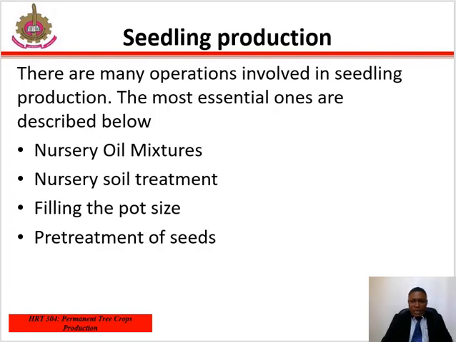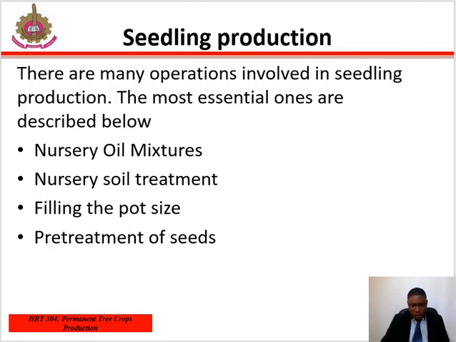Seedling production. There are many operations involved in seedling production. The most essential ones are described below. We have nursery soil mixtures, nursery soil treatment, filling the pots, and pre-treatment of seeds. The nursery soil mixture. Nursery potting soil should have the following characteristics. 1, it should be light. 2, it should be cohesive. 3, it should have good water retention capacity. 4, it should have high organic matter, be fairly fertile, or made so by the addition of 2 kg of nitrogen, phosphorus, potassium, magnesium per soil.